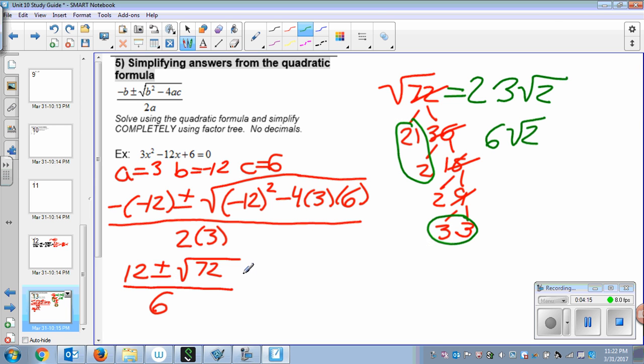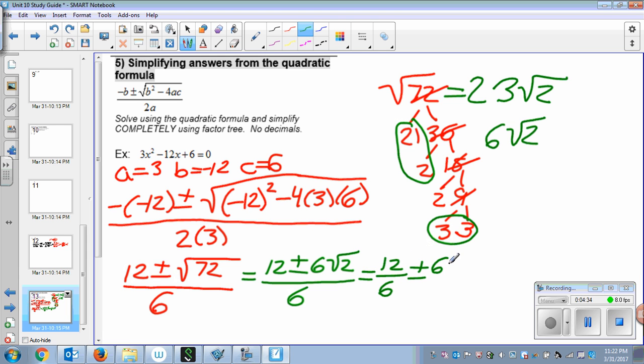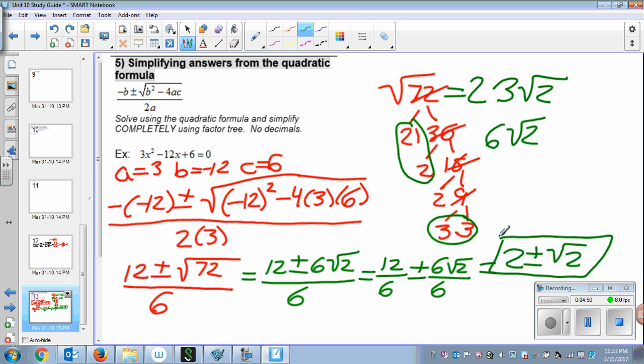So I can rewrite this to be 12 plus or minus 6 times the square root of 2 all over 6. And that's why that long line is important, because I'm going to divide everything by 6. So 12 over 6 plus or minus 6 times the square root of 2 over 6. Reduce my fractions. 12 over 6 is 2. Plus or minus 6 over 6 is 1. And that's my final answer. 2 plus or minus the square root of 2.